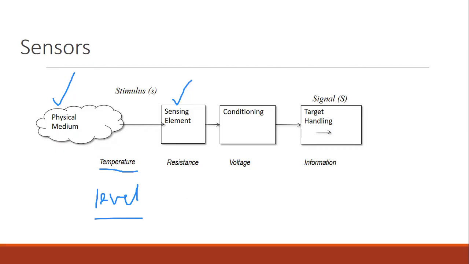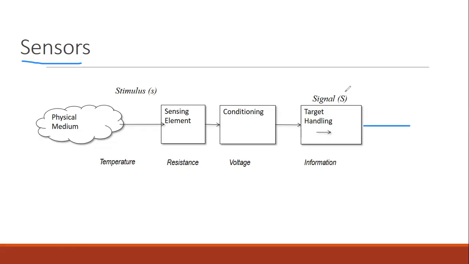So like this, all sensors have some sensing element which responds as there is a change in the physical environment, the physical variable. So this is the sensor. Basically, a sensor is a device which converts a physical quantity to an electrical quantity that is measurable.